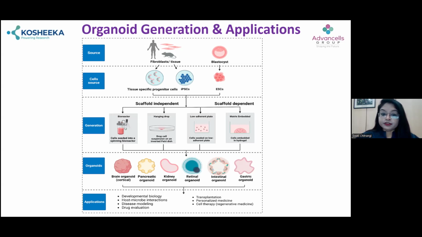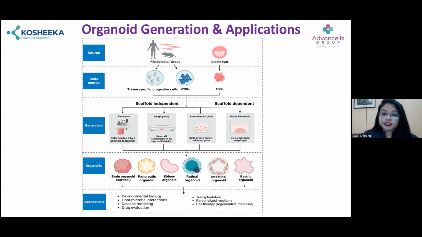And what kind of organoids can you generate? Till date, in the scientific world, we have generated brain organoid, pancreatic organoid, kidney organoid, retinal organoid. In the retinal organoid, you can see there is a black retina, which is closely mimicking the retinal structure. Then intestinal organoid, gastric organoid, these organoids are small miniatures of all organs. So you can create all these organoids and you can develop a human on a chip.